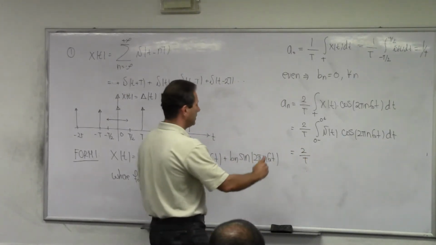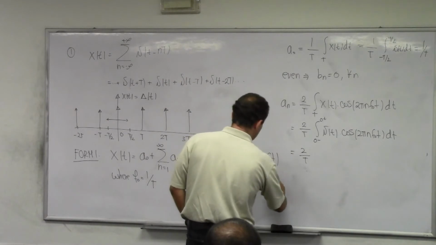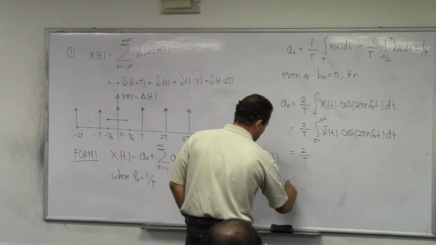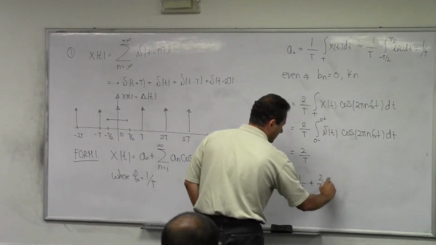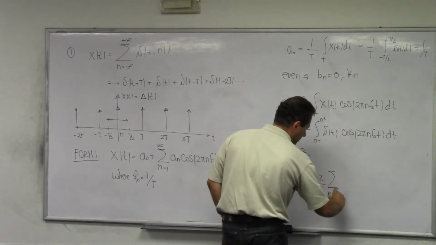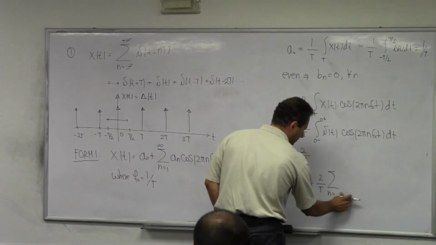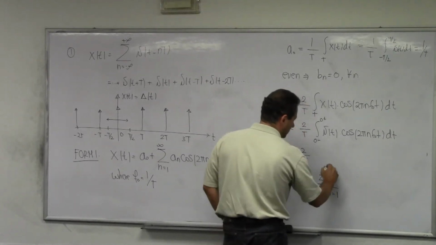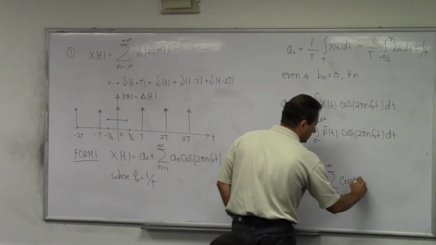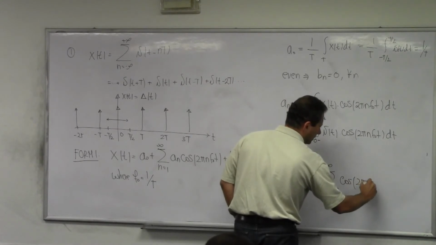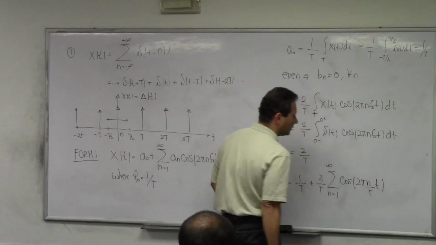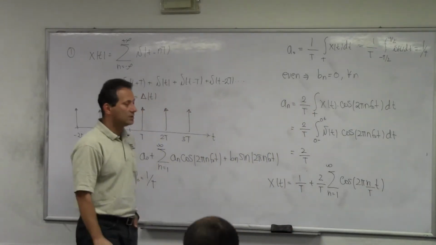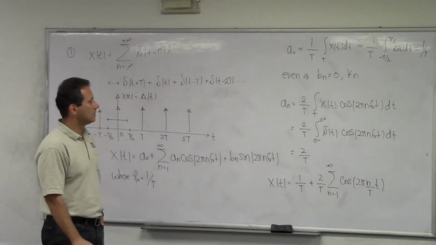So very quickly, I get that my x of t in form 1 is 1 over T plus 2 over T times the sum, when n goes from 1 to infinity, of cosine 2 pi n over capital T times t. So that's my Fourier series associated with this waveform.